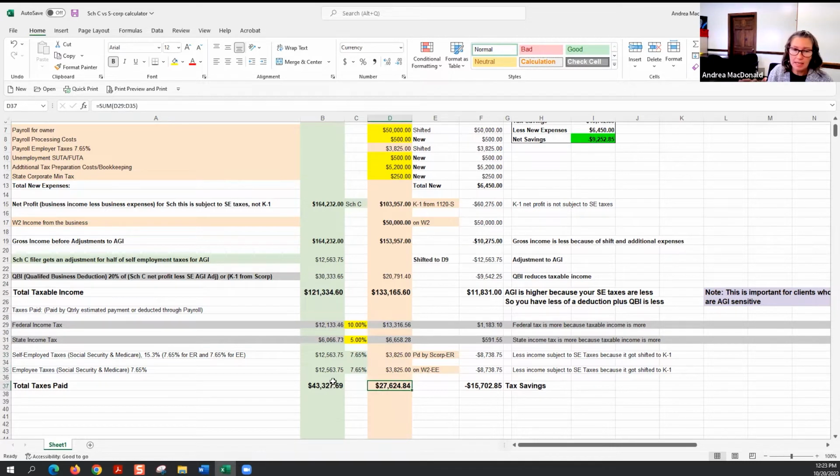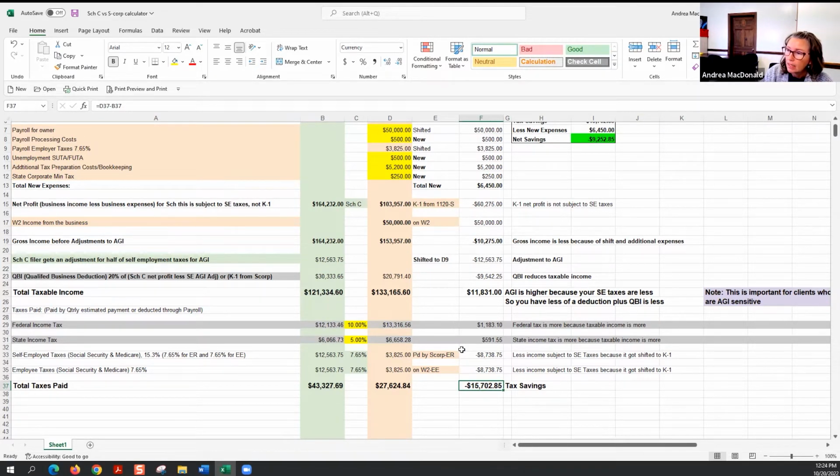So at the end of the day, rough and dirty numbers, the tax liability for the Schedule C would be 43,000 and change. The tax liability for the S Corp would be 27,624 for the S Corp owner. So we're looking at a projected tax savings of almost $16,000 for just year one.